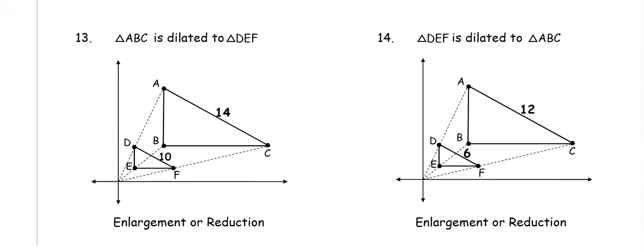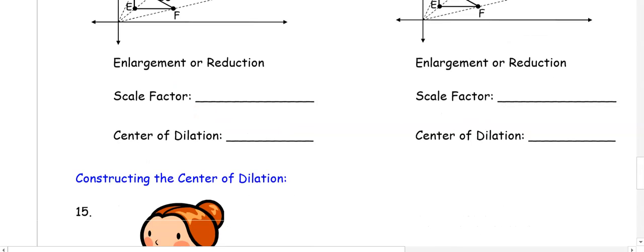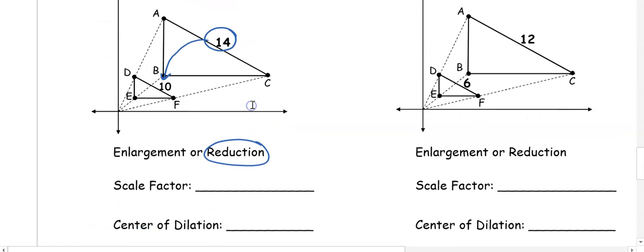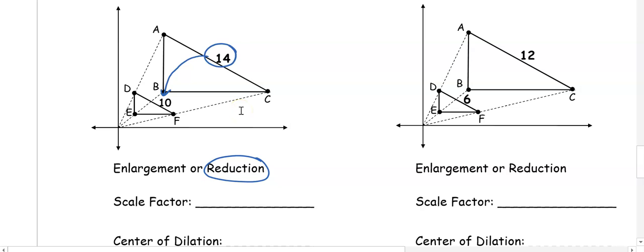In number 13, ABC is dilated to DEF. So we went from ABC to DEF. So we went from a larger to a smaller triangle. So this is going to be a reduction. For our scale factor, remember it is always new over old. So 10 is the new, 14 is the old. So we have 10 over 14, which reduces to 5/7, which should make sense. If it's a reduction, we're getting smaller.